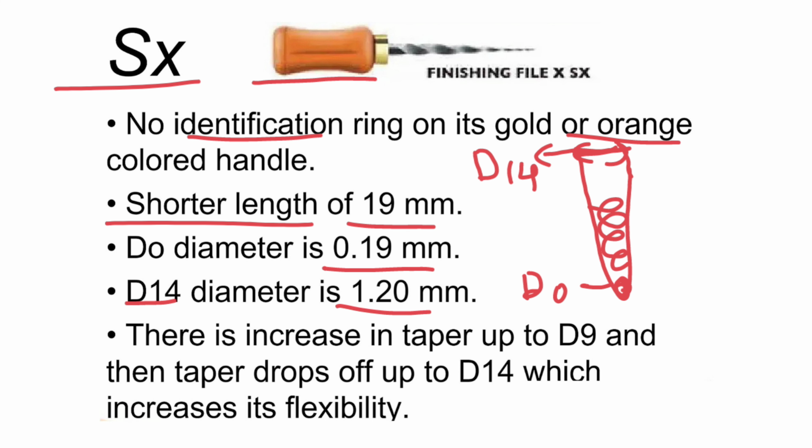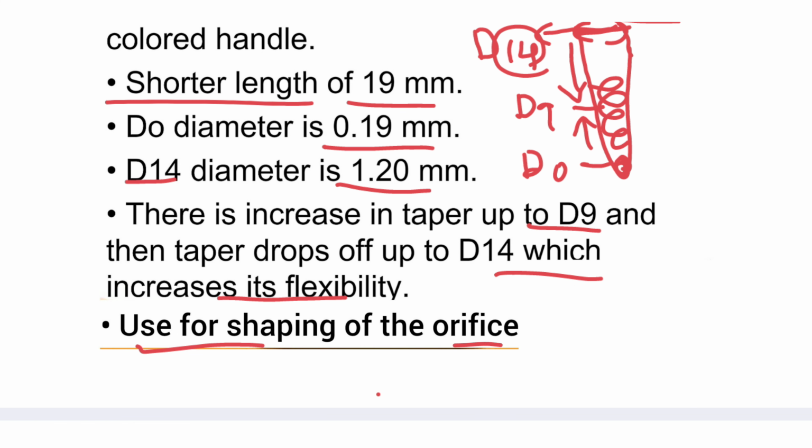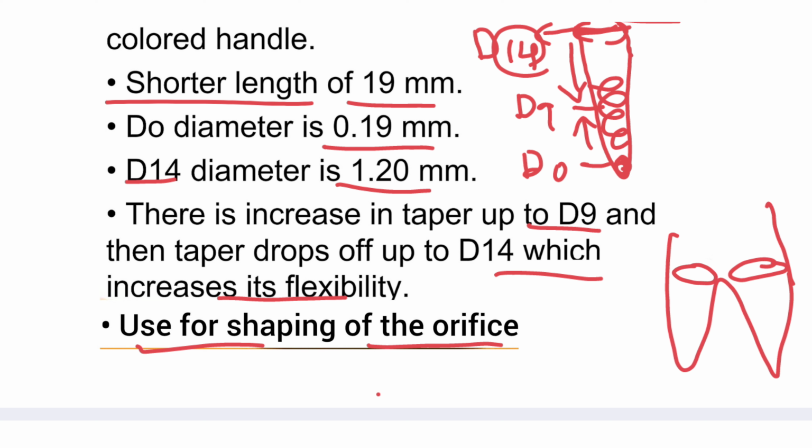There is an increase in taper up to D9. Till D9 there is an increase in taper, and then the taper drops off up to D14, which increases its flexibility. It is used for shaping of the orifices, as this is our canal orifice. So it is used for shaping of these canal orifices.